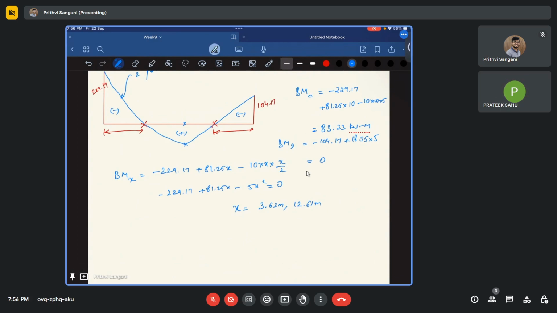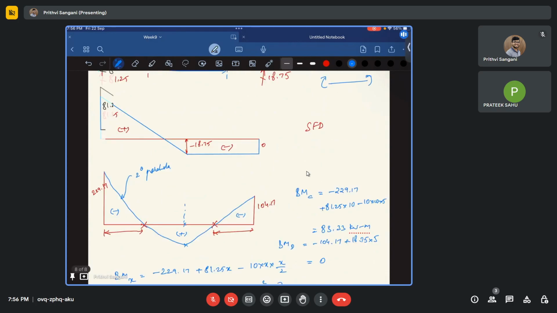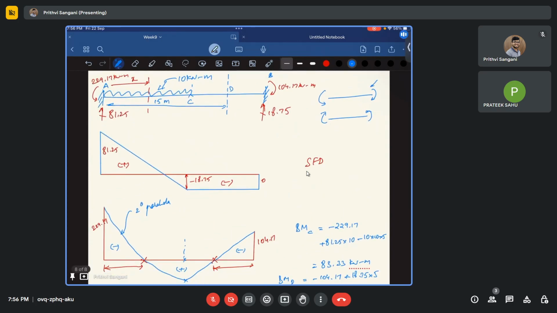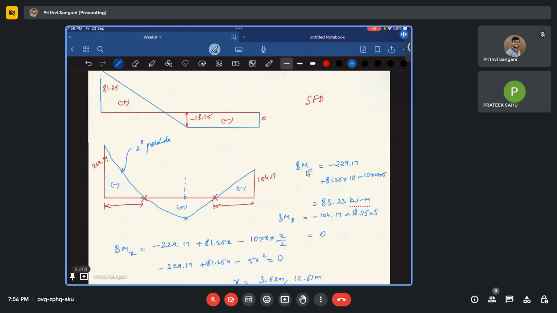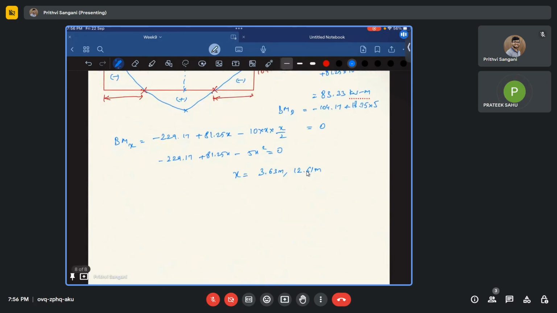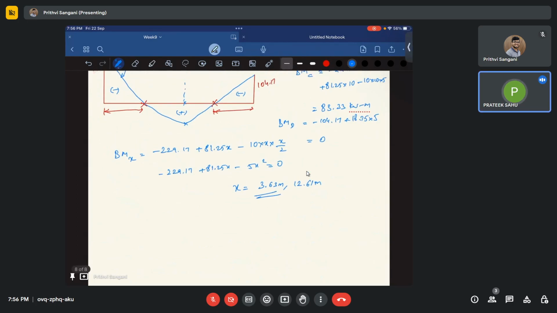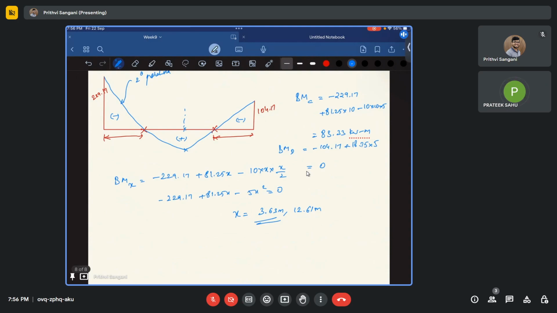So see, we are actually considering only up to this 10 meters, the first span, right? So the maximum value of x can be only 3.63, not more than 10, because we are only considering AC. So this point will be 3.63 meters, and the other one will be the other one.